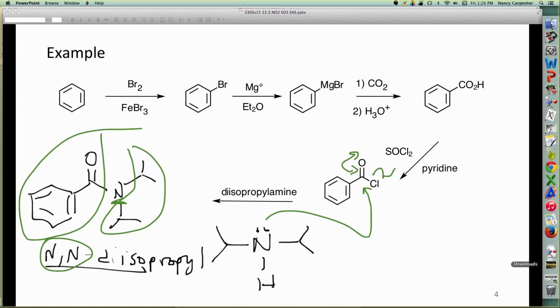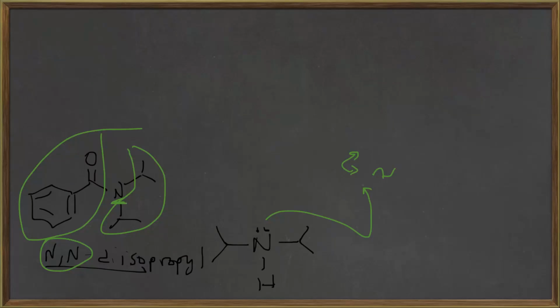Alrighty, so that's it except for one more thing, and that is that I need to keep you working on your nomenclature, especially your aromatic nomenclature. What would you call this molecule?